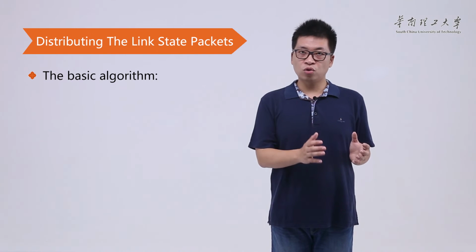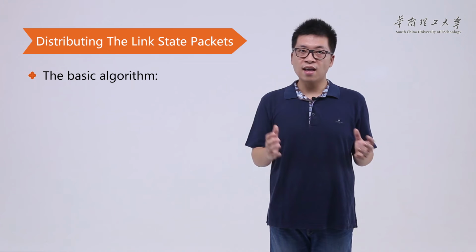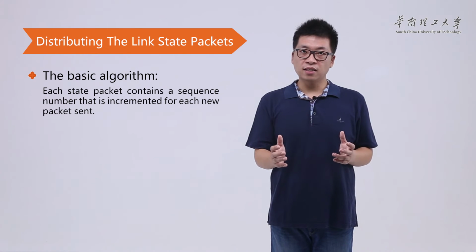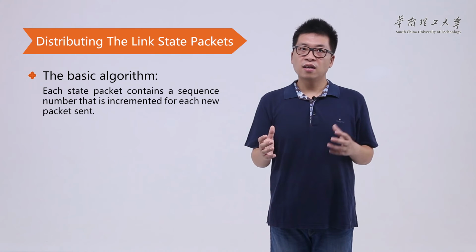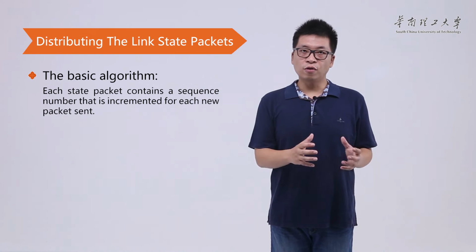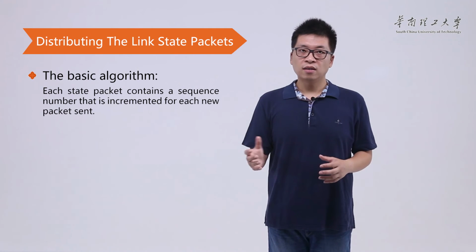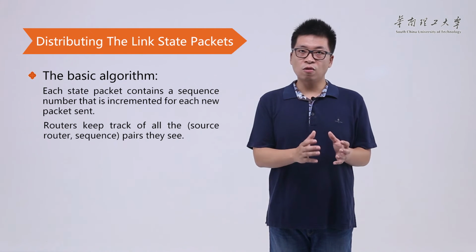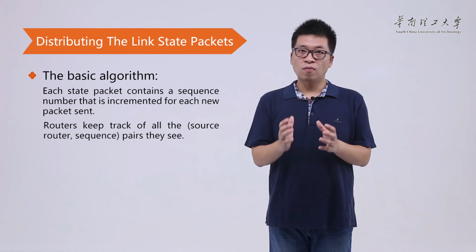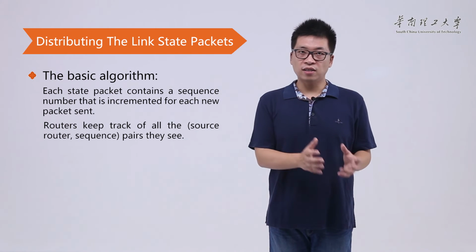After link state packets are generated, the next task is to distribute this link state packet across the network to all the other nodes. The basic algorithm of distributing is explained now. Each link state packet contains a sequence number that is incremented for each new packet sent. Routers keep track of all the source router and sequence pairs they see.